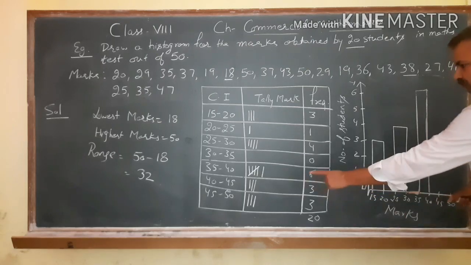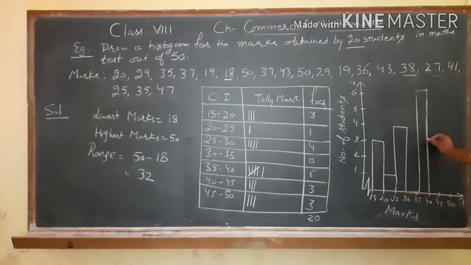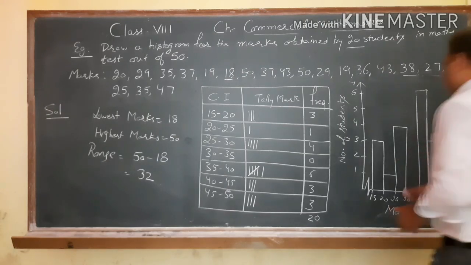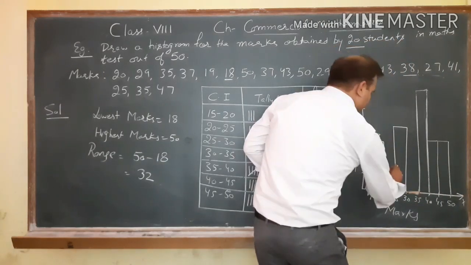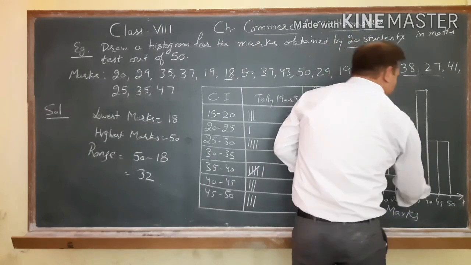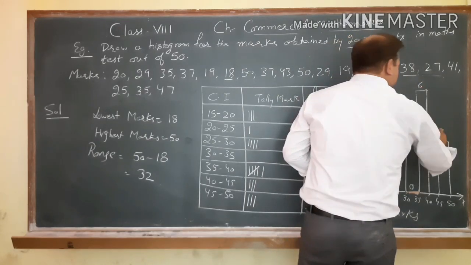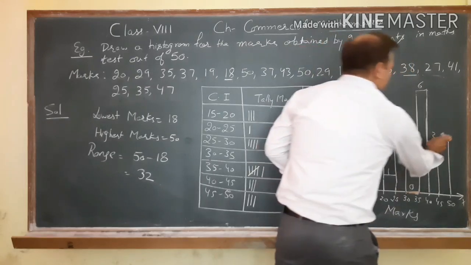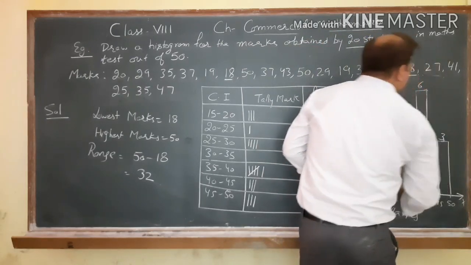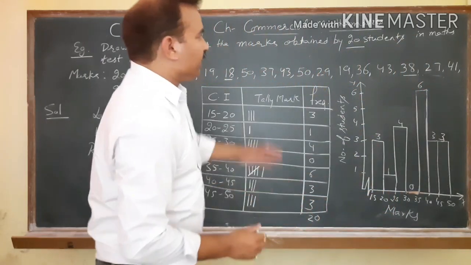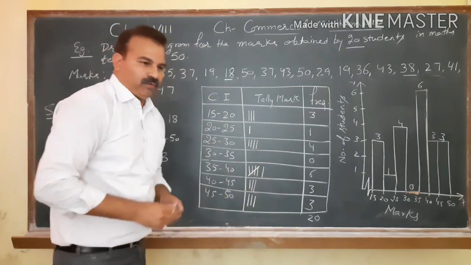Next, between 40 to 45 we have a 3. And between 45 to 50 again that is 3. So if we want, we may write a number at the top: this is 3, 1, this is 4, this is 0, this is 6, this is 3, and this is 3. This is how we draw the histogram for the given information.